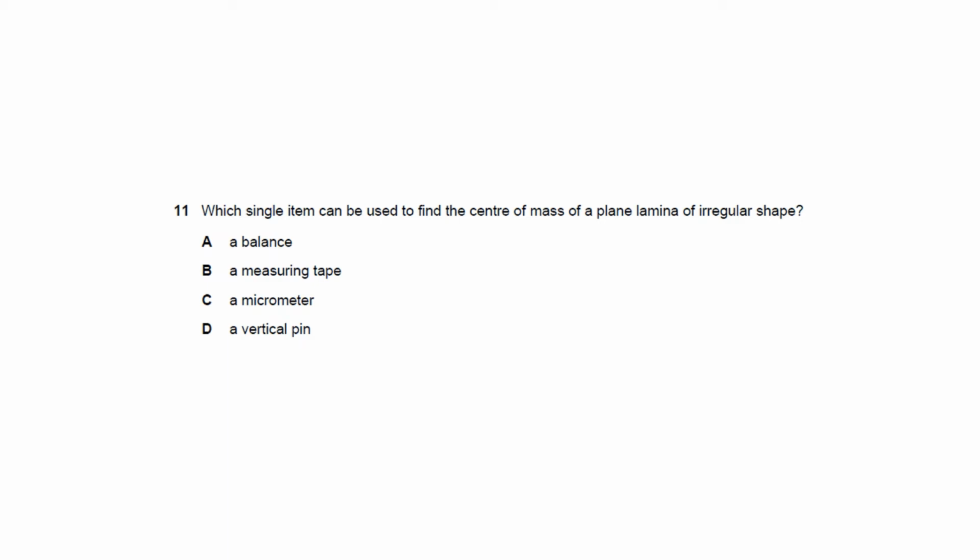And now they say which single item can be used to find the center of mass of a plane lamina of irregular shape. Now they're saying which single item. So the way that we do this is simply using a vertical pin, or otherwise we also use a pendulum and things like that. But one thing that is very, very essential is a vertical pin by which we can hang this irregularly shaped plane lamina, and it can swing and suspend freely and come to rest with a center of gravity exactly below this point of suspension. I hope you know that.